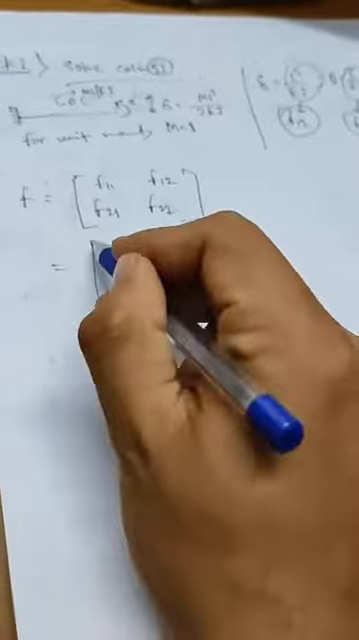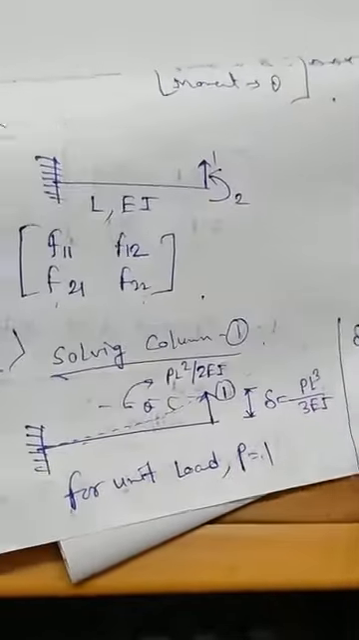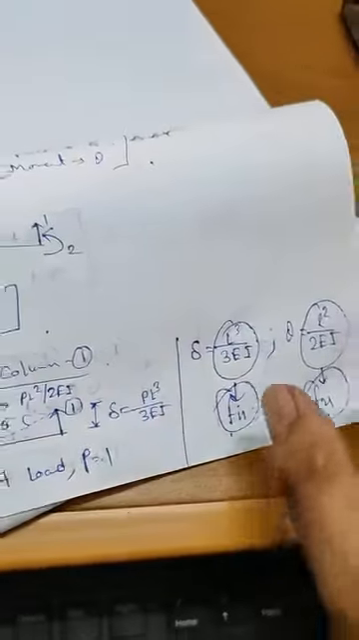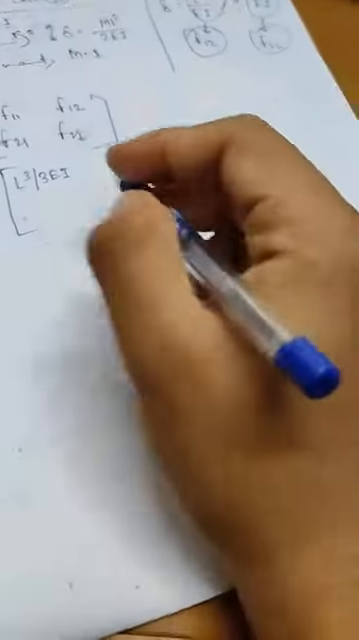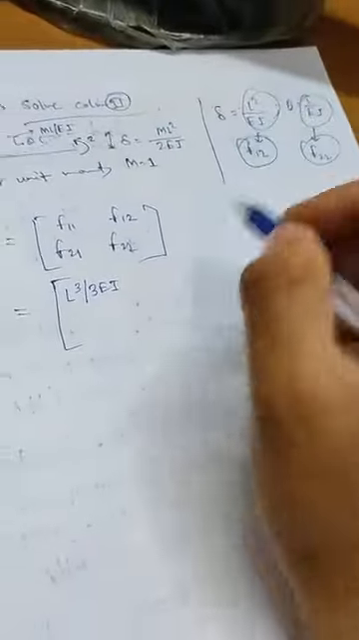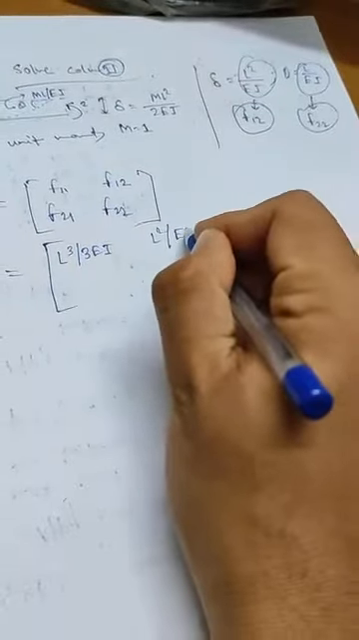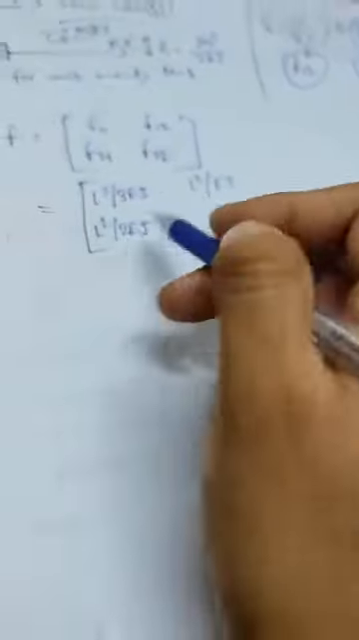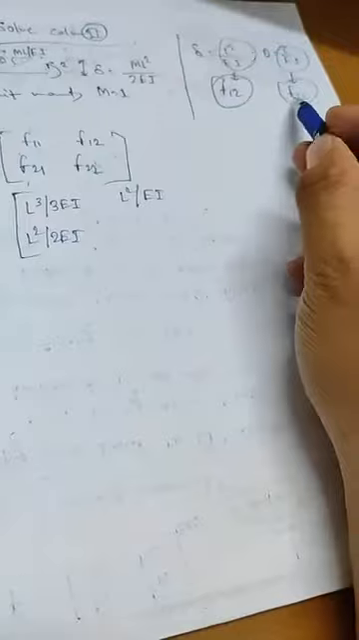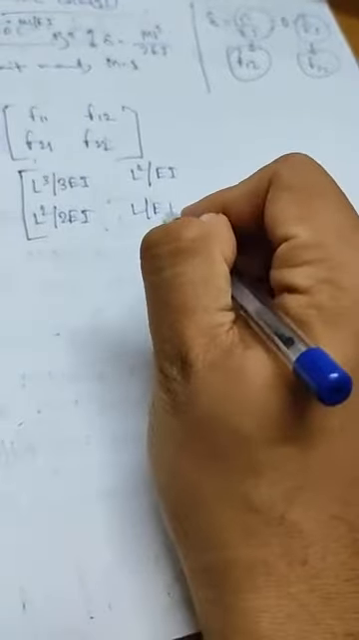just put the values here. What is the value of F11? F11 is L cubed by 3EI. Now what is the value of F12? F12 is L square by 2EI. Now what is the value of F21? F21 is L square by 2EI. Now the value of F22 is L by EI.